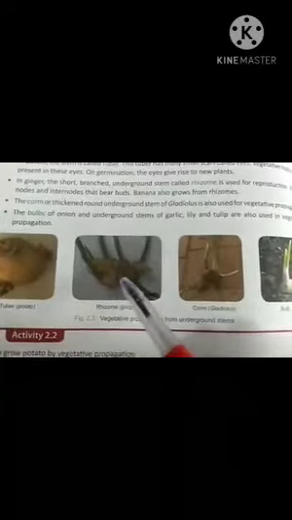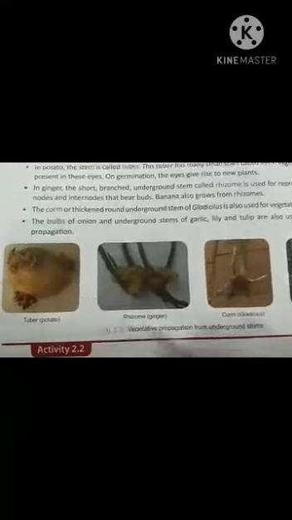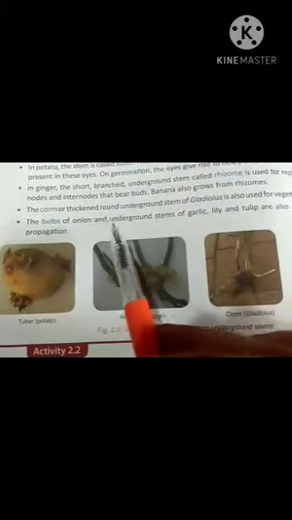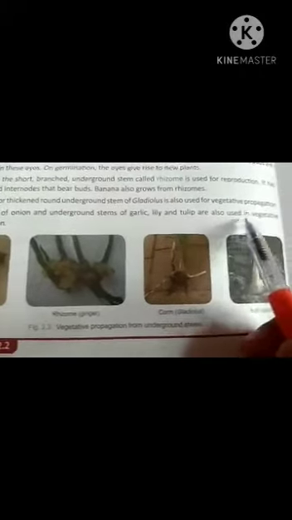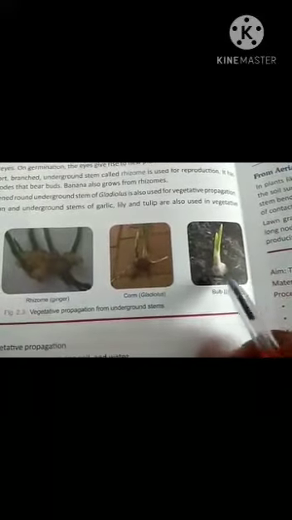Okay, so these plants, whenever they are grown, there is no male or female, means they are giving the new generation themselves alone. The bulb of onion and underground stem of garlic, lily and tulip are also used in vegetative propagation. So here you can see this is a garlic, a germinating one, and this structure of the garlic which we eat generally is called the bulb.